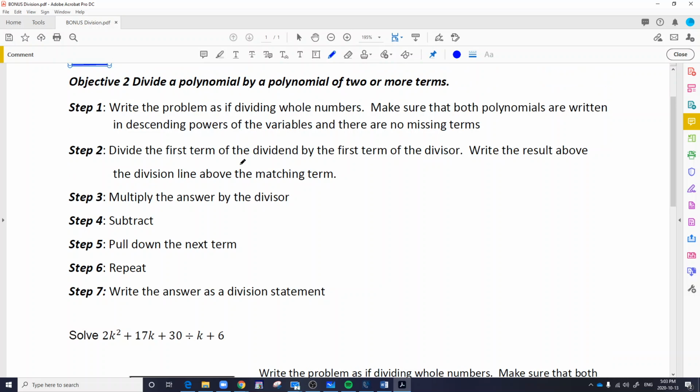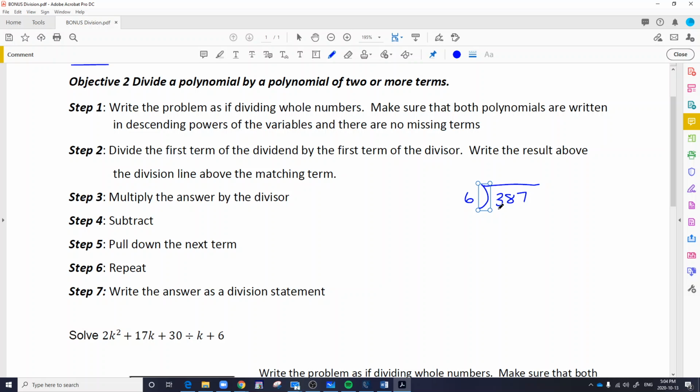So step one is you're going to write the problem as if you're dividing whole numbers. What that means is, like, if I was going to take 387 and divide it by 6, let's say, that's writing the question. And actually the process is identical. So maybe we should look at that first. It's a little bit harder actually, but what you're trying to do is divide 6 into each of the numbers in turn. So you're dividing it into the hundreds first.